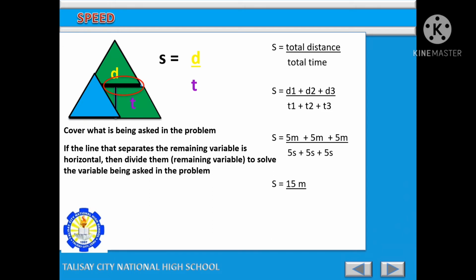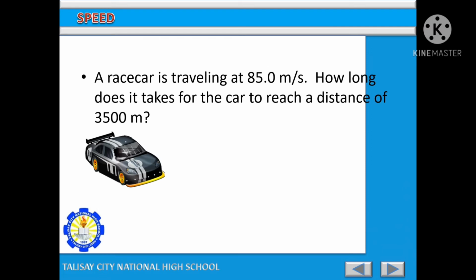Therefore, speed is equal to 15 meters divided by 15 seconds. And that gives you 1 meter per second. Now let's try problem number 4. A race car is traveling at 85 meters per second. How long does it take for the car to reach a distance of 3,500 meters?